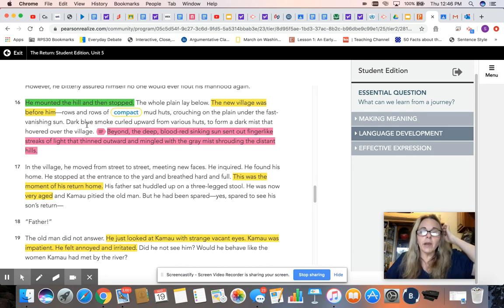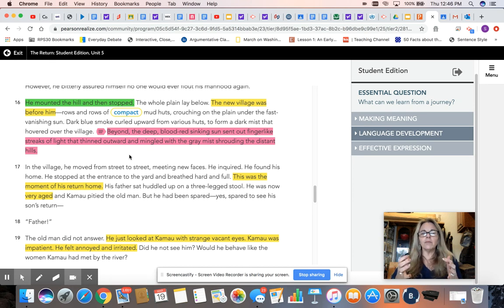And then this is one of the best lines. "Beyond the deep blood red sinking sun sent out finger-like streaks of light that thinned outward and mingled with the gray mist shrouding the distant hills." That is an amazing sentence. The images that it invokes in your brain are just really vivid to me.